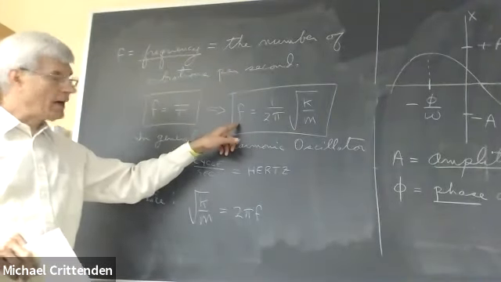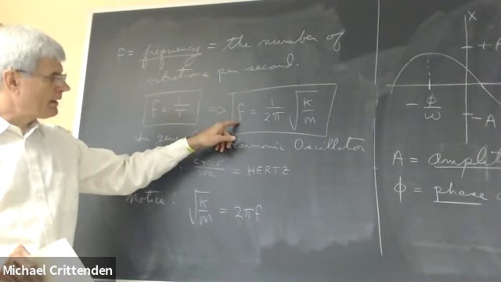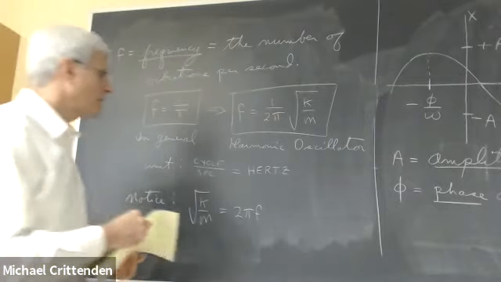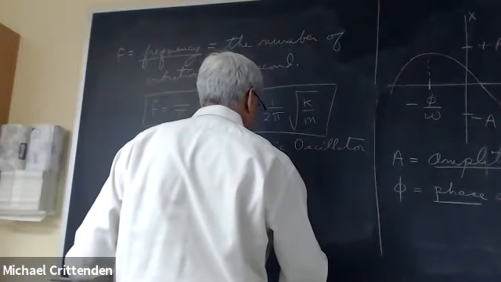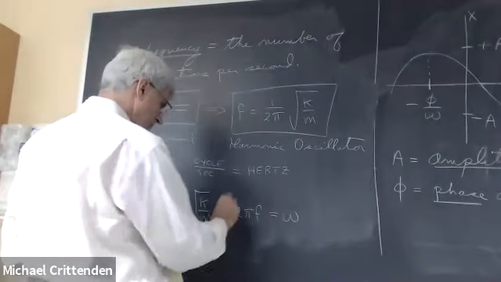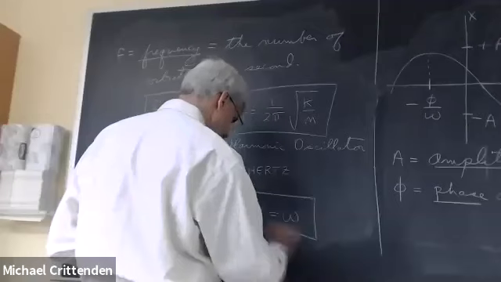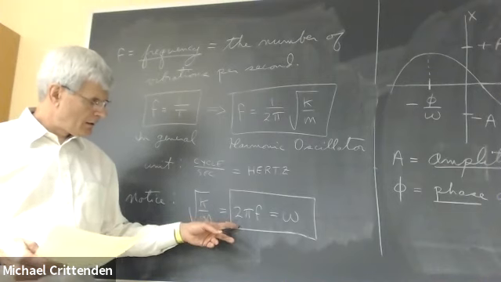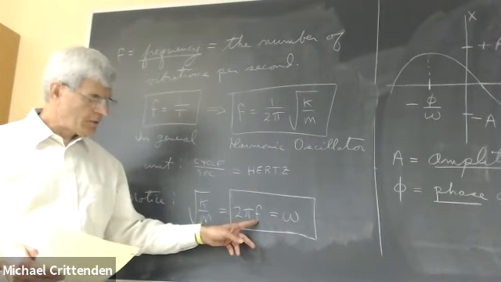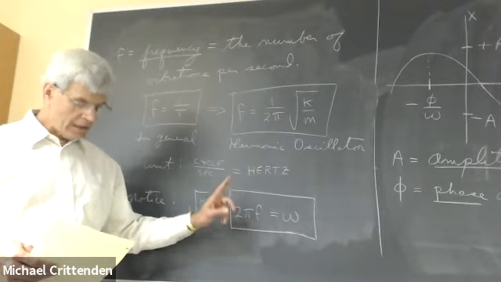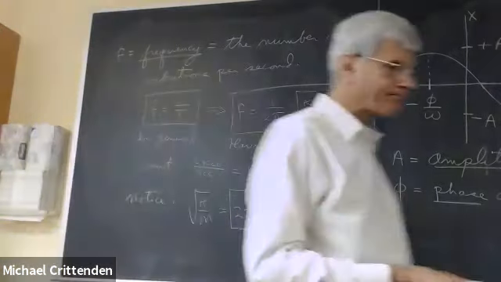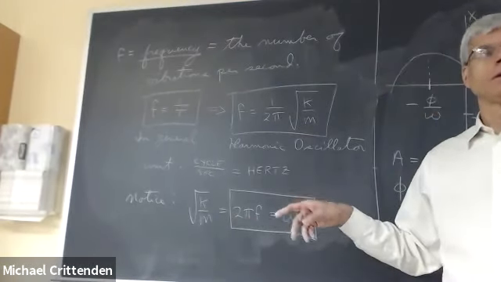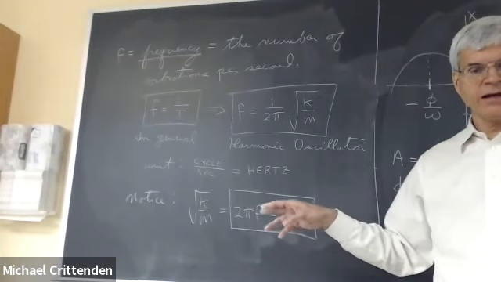I multiply both sides by 2 pi, I've got that 2 pi f equals the square root of k over m. But I said back at the beginning that the square root of k over m was this collection of numbers that I was going to call omega. So omega is actually the frequency measured in radians per second. Now, see, 2 pi radians per revolution, or 2 pi radians per cycle, either way you want to say it.